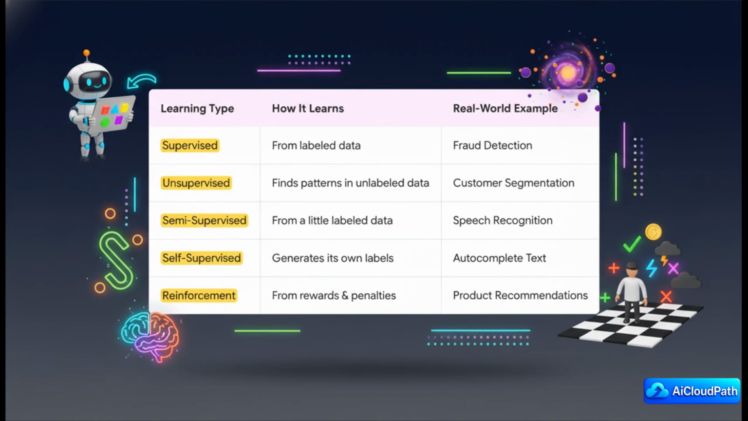All right, let's bring it all home with a quick recap. First, we had supervised learning. That's our guided student, learning from labeled data. Then unsupervised learning, the explorer, finding hidden patterns in unlabeled data. We saw the shortcuts, semi-supervised, which uses a little bit of labeled data to understand a lot of unlabeled data, and self-supervised, which gets really clever and generates its own labels. And finally, reinforcement learning, our player, learning directly from rewards and penalties.